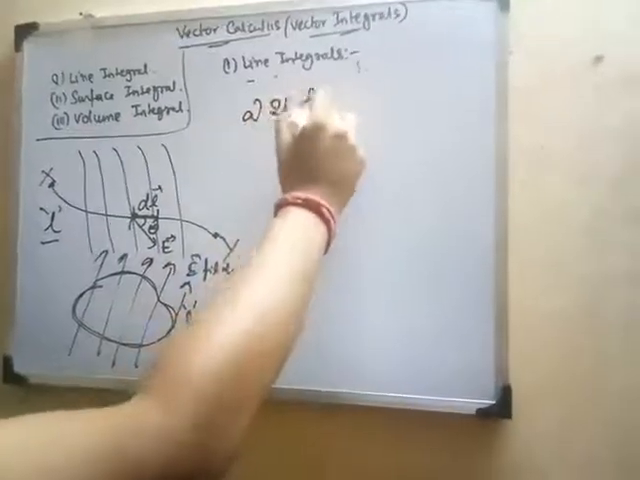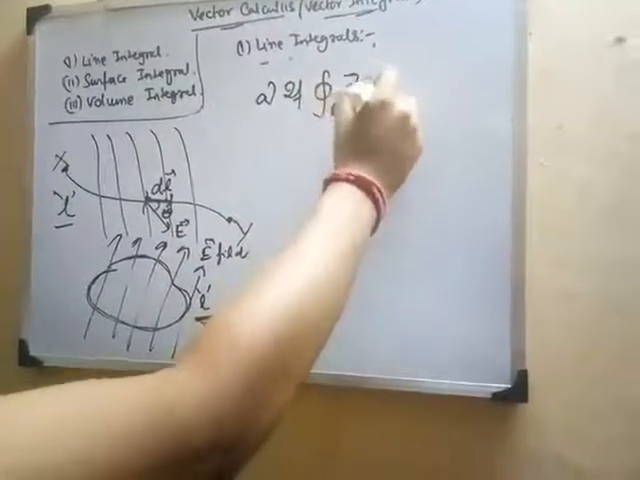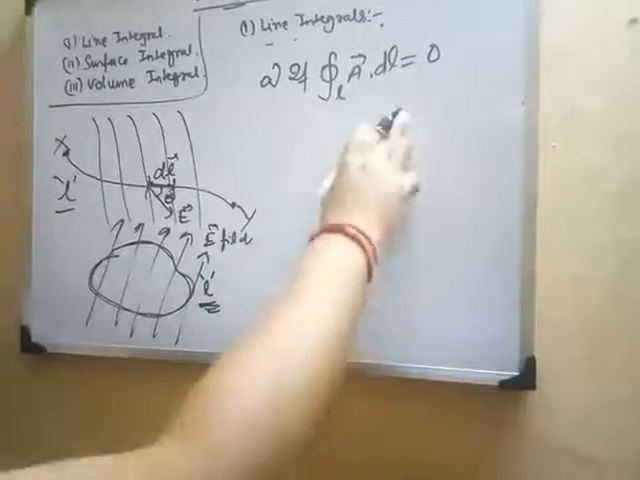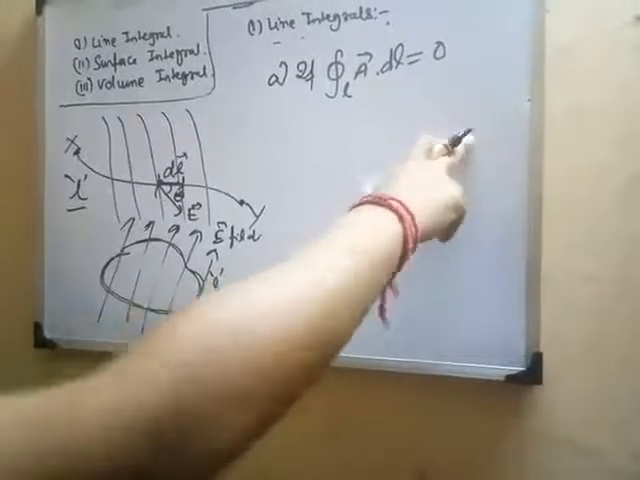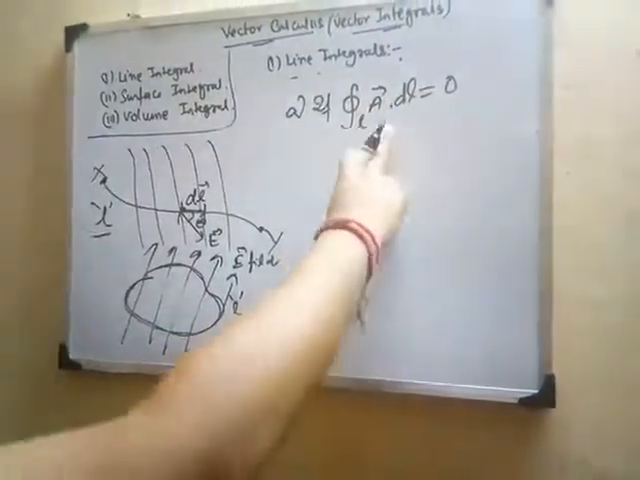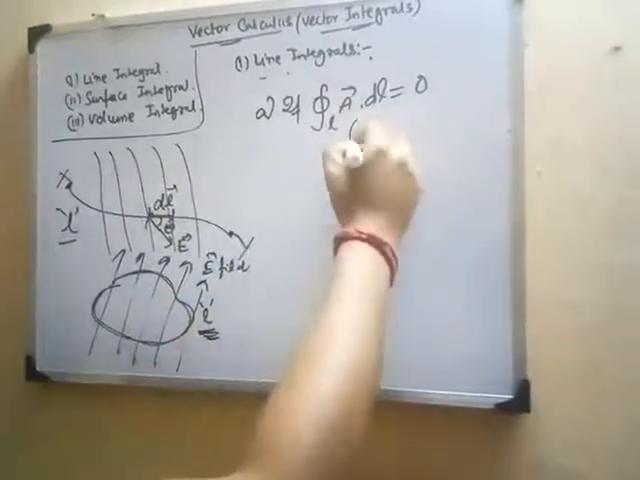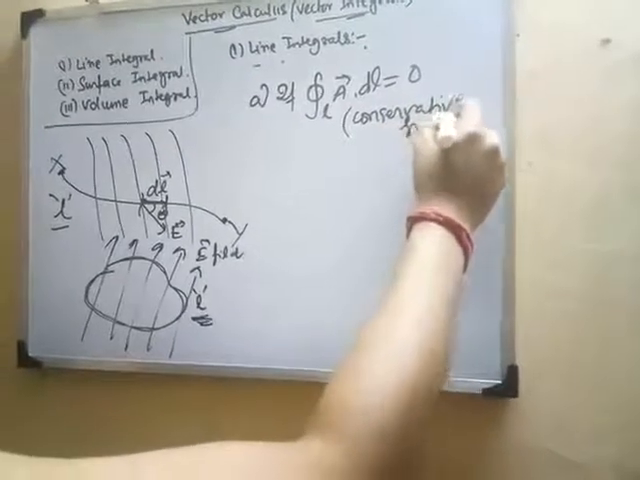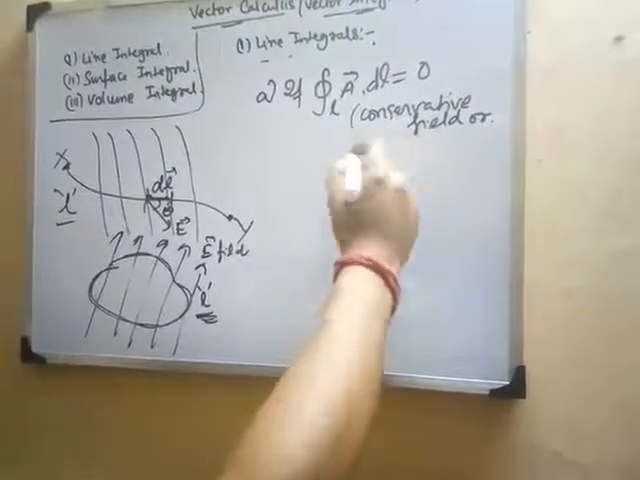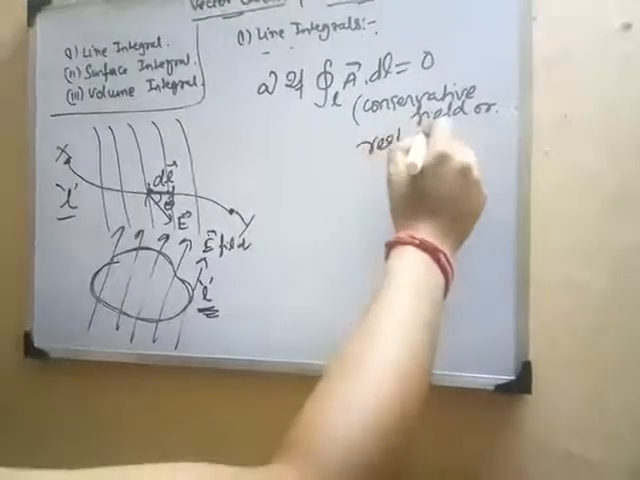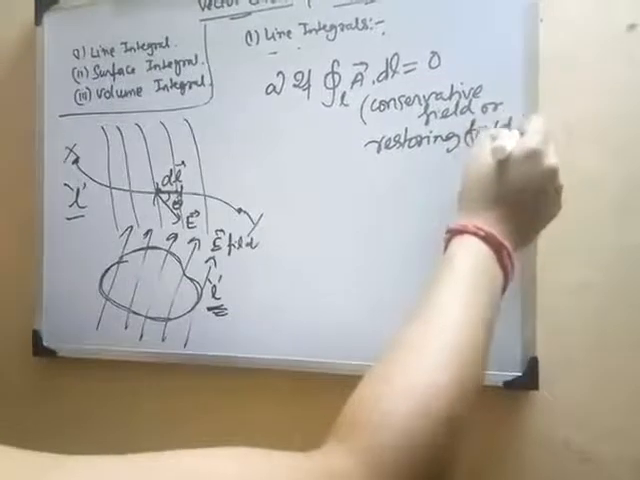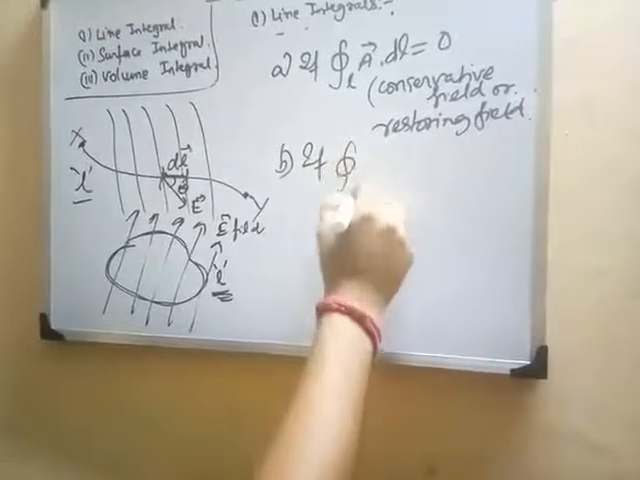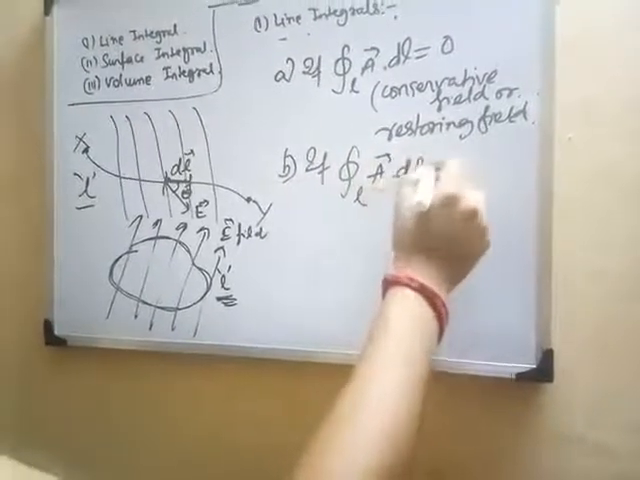if the closed line integral of any vector A dot dl or E dot dl, whatever be the case, is equal to 0, in this case the vector is said to be a conservative field or restoring field. That means if this line integral of a vector is 0, it is called a conservative field, or what I said, restoring field.